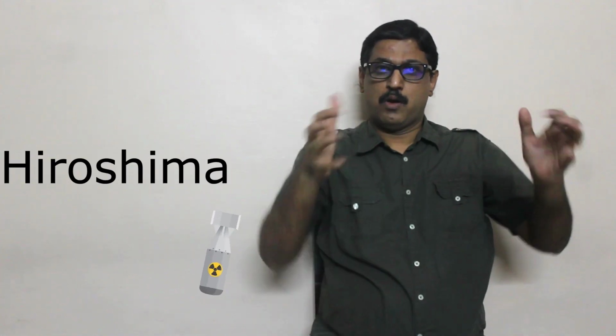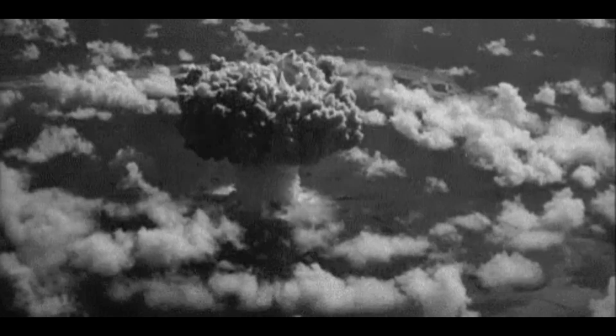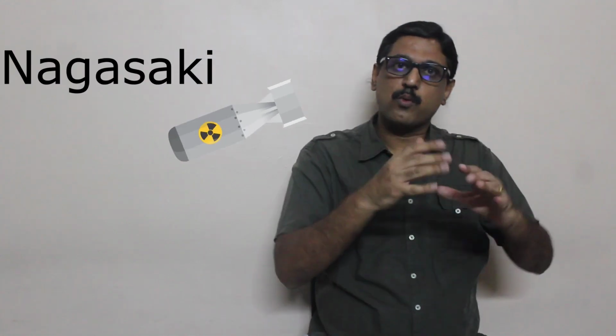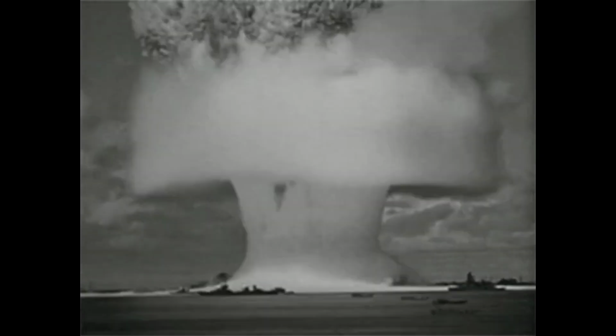America was very angry and threw a big bomb on one of the cities of Japan named Hiroshima. The bomb blasted. 3 days later, again, America threw a big bomb on Nagasaki. Japan surrendered and lost the war.